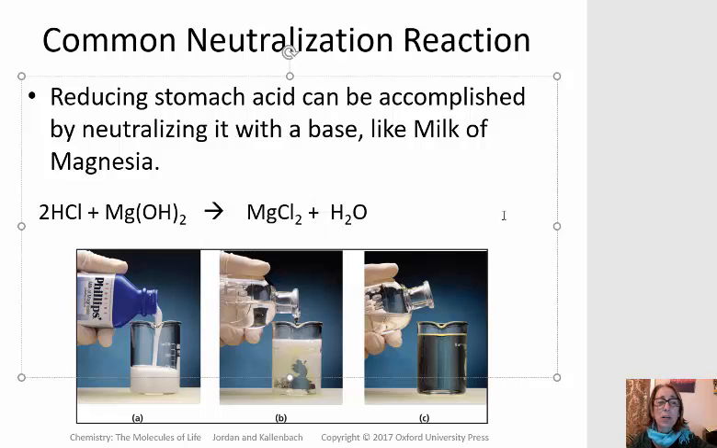So neutralization reactions occur when an acid reacts with a base, and typically water is formed and an ionic compound.